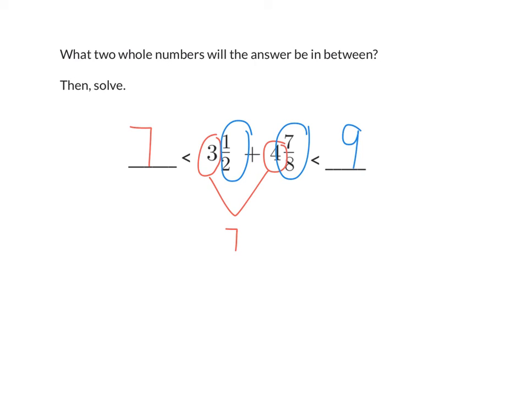So we know that it's going to be more than 8. So our lower end of things can't be 7. It's going to be 8. We know that it's going to be more than 8. So when you see these problems, it's asking you to figure out what two whole numbers the sum will be in between. And then let's solve it for real.